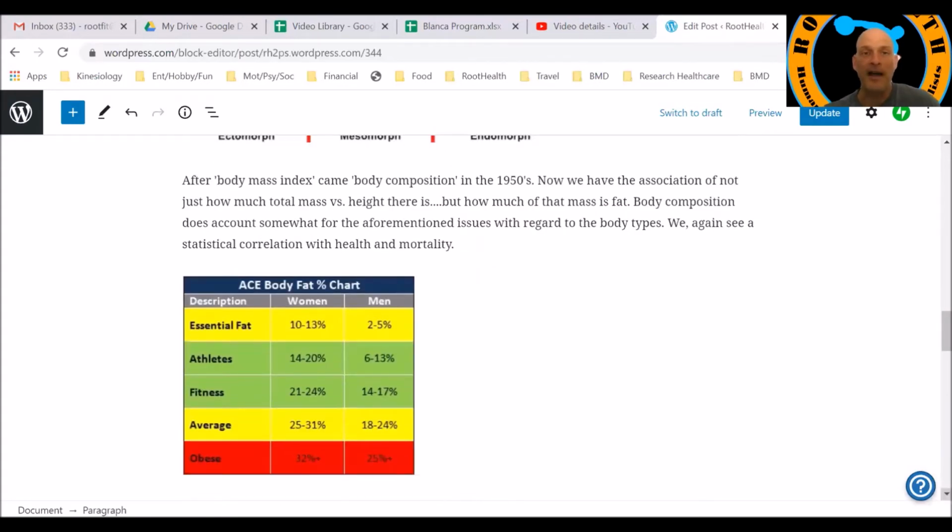After body mass index came body composition as a measurement in the 1950s. So now we have an association of not just how much total mass versus height you have, but how much of that mass is fat. Body composition does account somewhat for the aforementioned issues with regard to body types. We again see a statistical correlation with health and mortality.